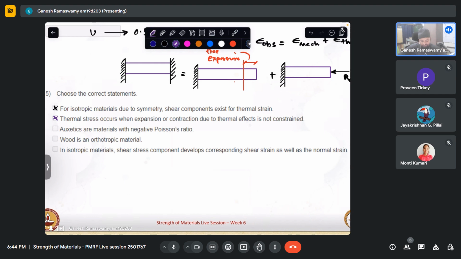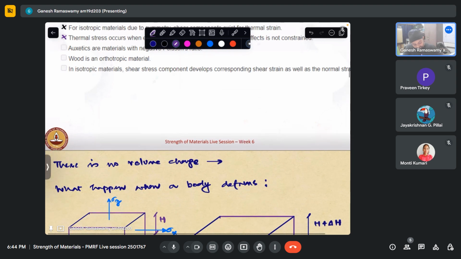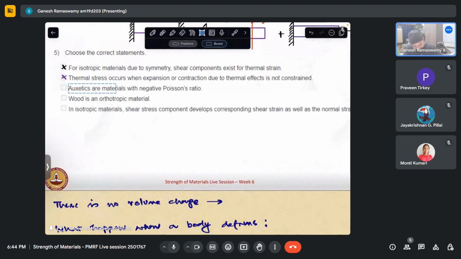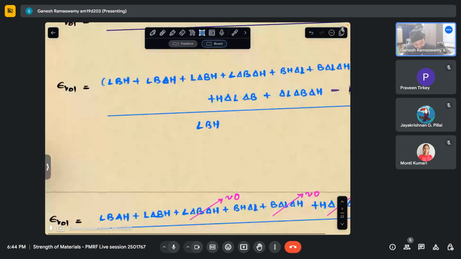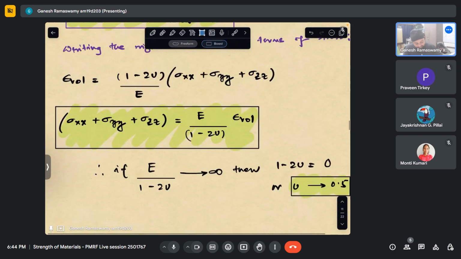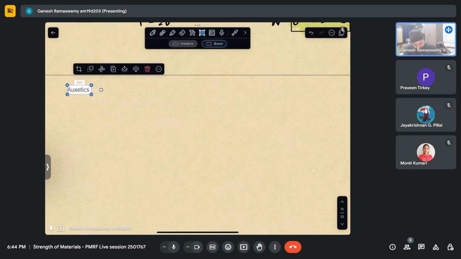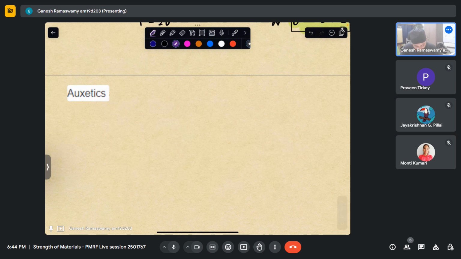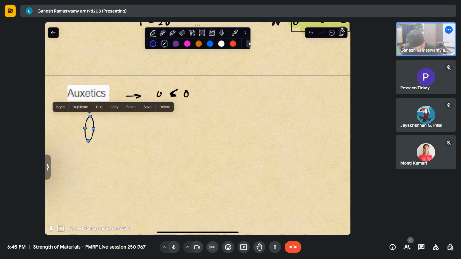Auxetic materials. Auxetics are materials with negative Poisson's ratio. So what does this mean, auxetic material? There are a class of materials which are developed, synthesized, or which happen to have Poisson's ratio which is less than 0. So what does this mean? Let us say that I have a pipe like that.